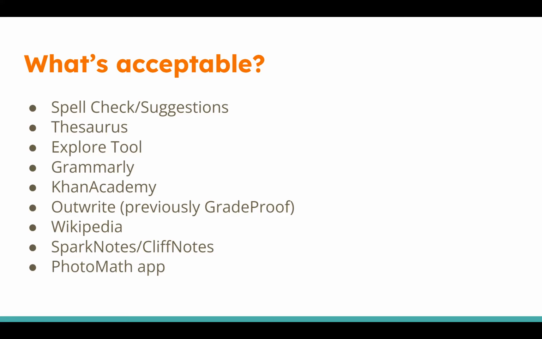Grammarly has been around for years. It checks the grammar, it checks spelling, it can check for plagiarism. So it's been around, free version and pay for version. Khan Academy is helping with videos and helping students with math problems and all kinds of different things. Some apps and extensions we have: Outright, which used to be Grade Proof, that helps with writing things in proper English and so forth.